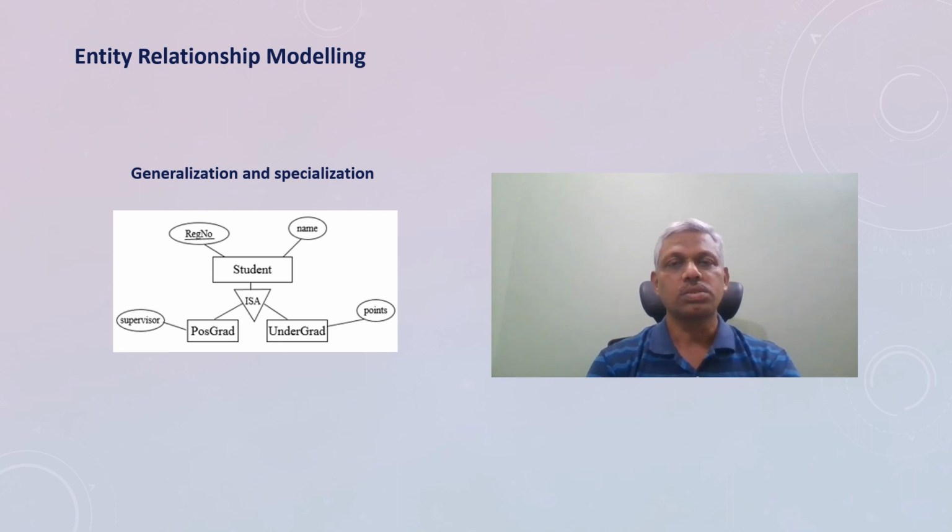So this ISA represents the specialization of students into two groups. Such kinds of specializations can be represented to any extent, any depth, as per the requirement. From the bottom up, it can be seen as generalization. From top to bottom, it can be seen as specialization.